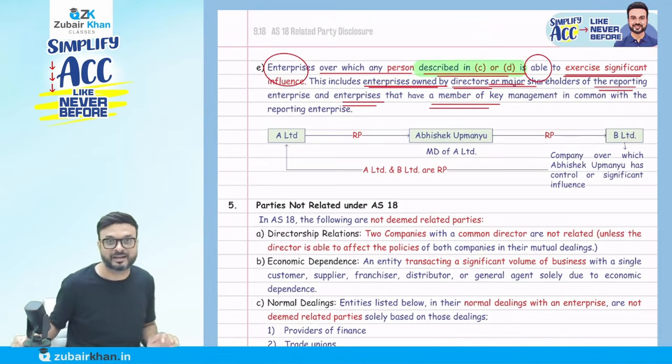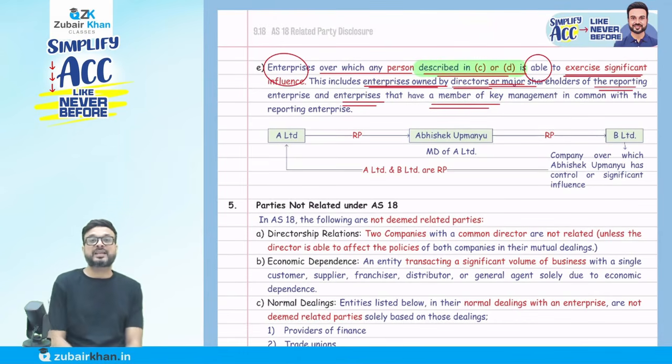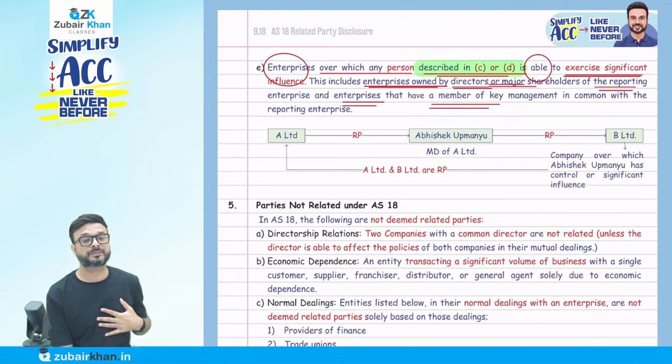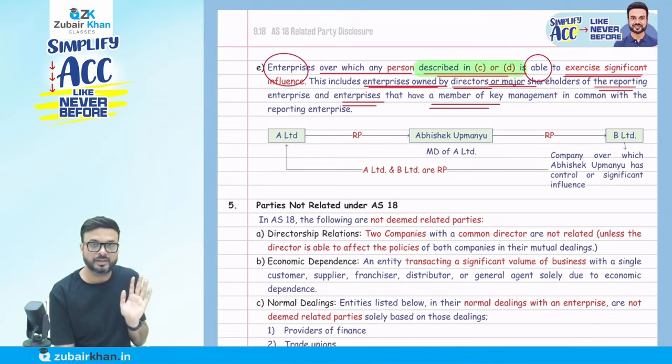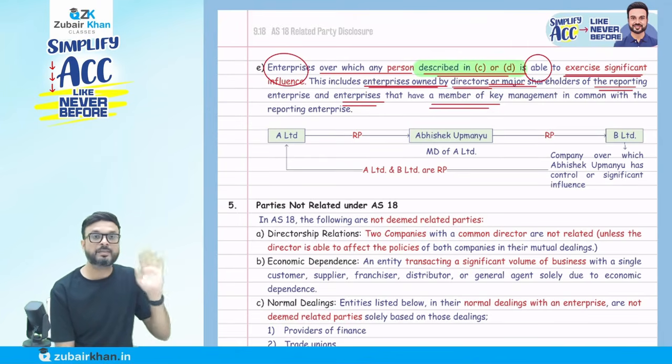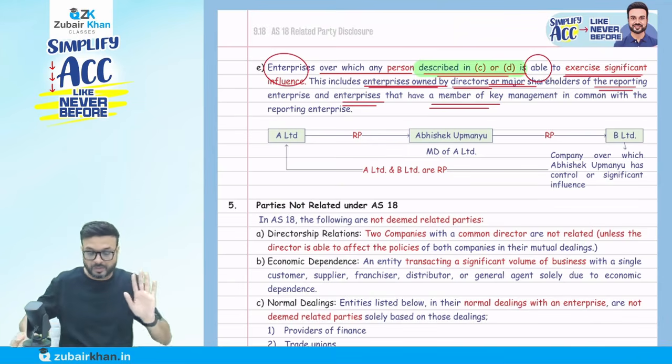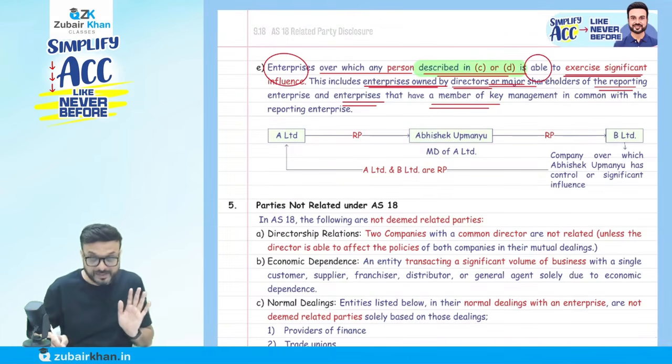Let me give an example. What does it say? The enterprise over which any person described in C or D... who is described in C and D? A person who has control or significant influence over any company, like Mukesh Ambani and their relatives. Who is described in point D? Key management persons and their relatives. So remember who is described in points C and D.